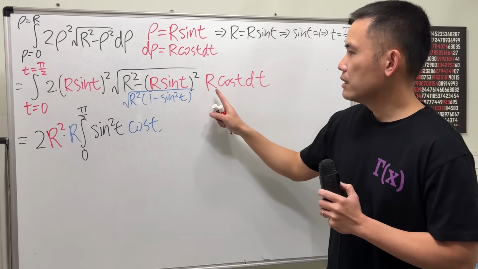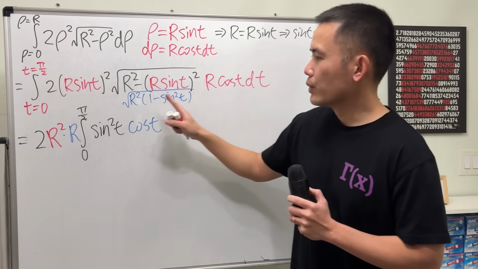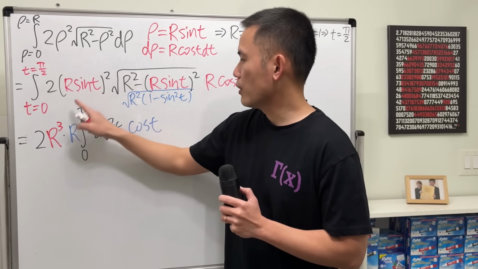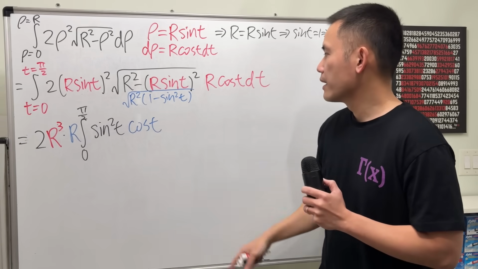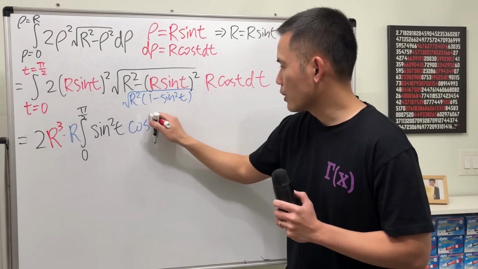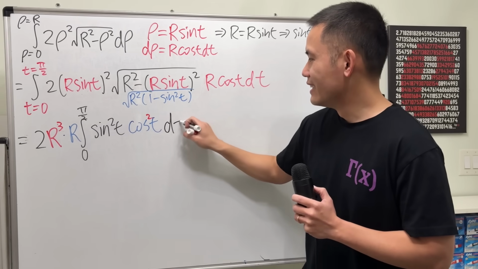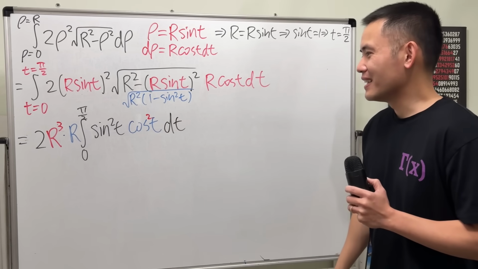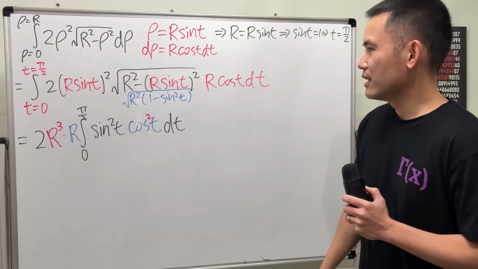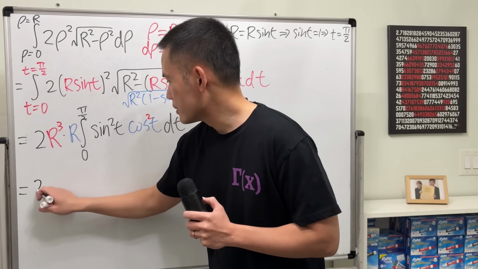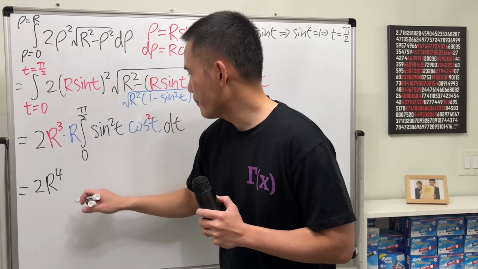And then this r, in fact, we also have to take it on to the outside. So that will be r to the third power: 2 of them from here, 1 more from here. And lastly, we have the cosine t multiplied with this, so I'll make that second power. Okay, so far so good, huh? And then let's just go ahead and do it. Firstly though, that's 2r to the 4th power.